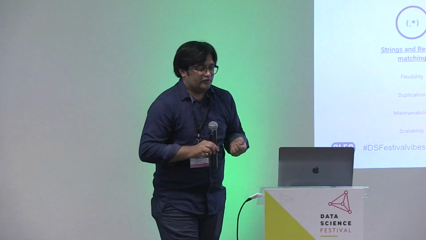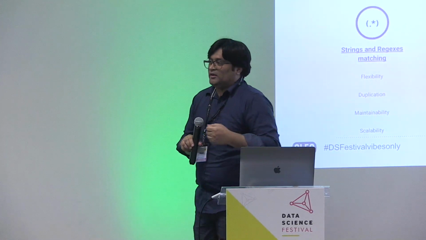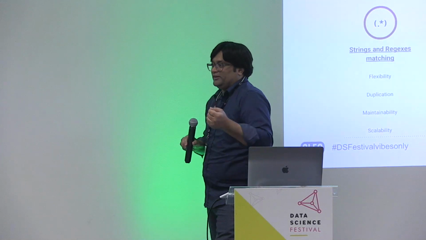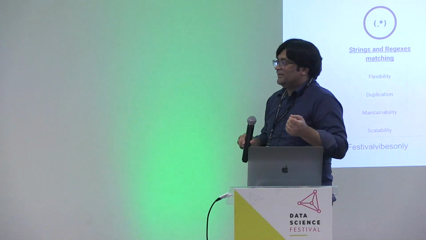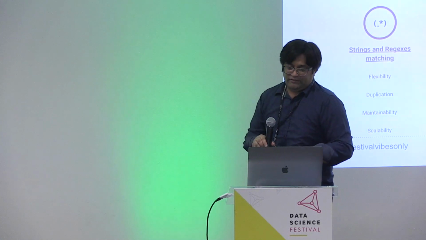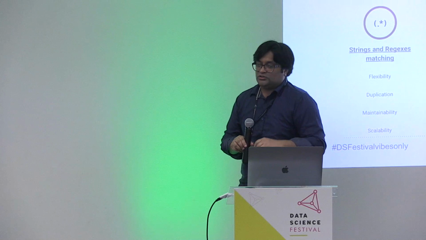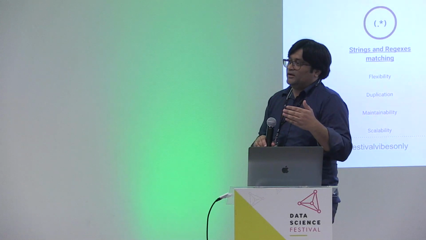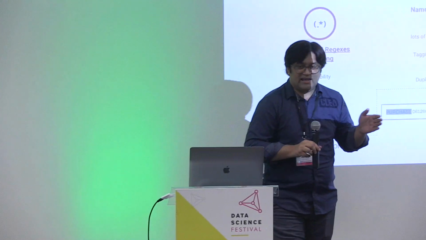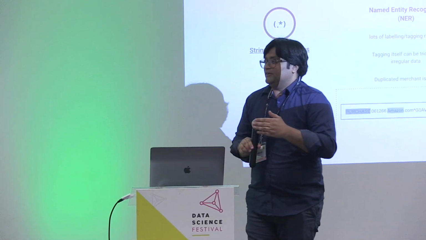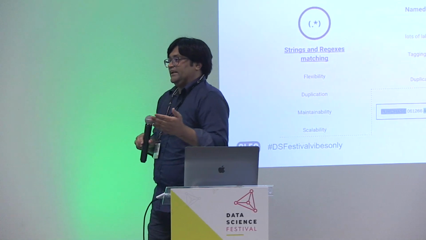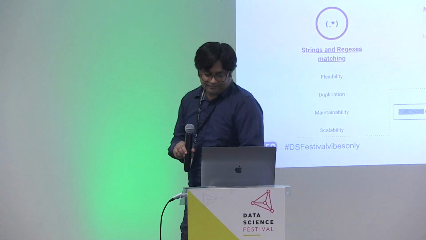But the problem here was that it was a bit tricky because there's lots of variability in how a merchant appears. Like this could be abbreviated by AMZN only, and then finding it back and labeling the data was quite difficult for us. Also, if we train such a system, it would be tagging each token as whether it's this particular entity or not. It would end up having lots of duplicate merchants again, which is our initial problem.